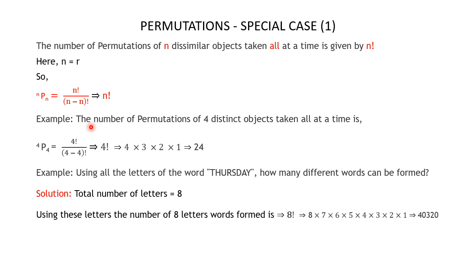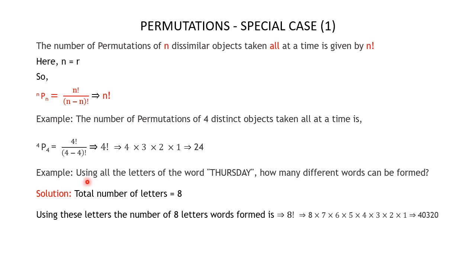The number of permutations of 4 distinct objects taken all at a time is given by 4P4. Now 4P4 is nothing but 4 factorial divided by 4 minus 4 factorial, which is nothing but 4 factorial. So 4P4 is nothing but 4 factorial. And 4 factorial is 4 multiplied by 3 multiplied by 2 multiplied by 1, which is 24. Let's look at another example.